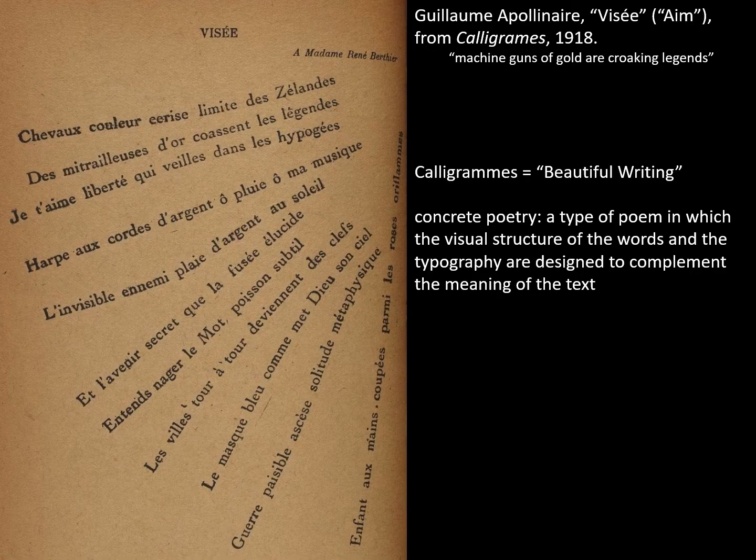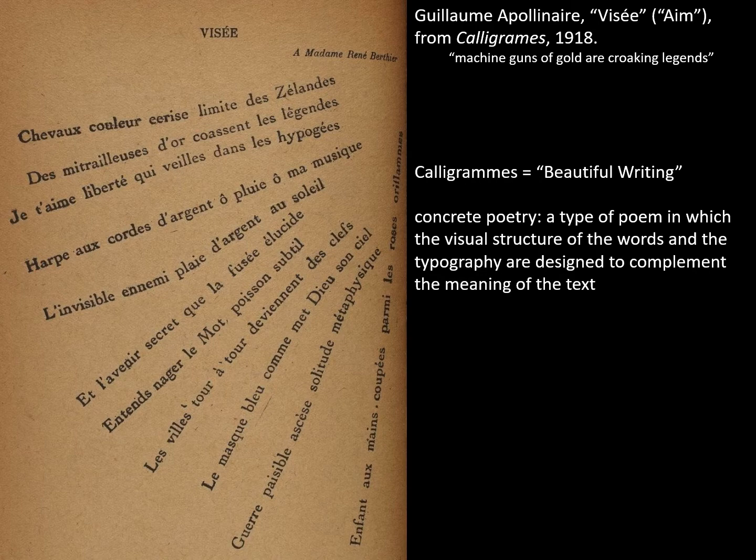So we'll look at it first in literature. This is a poem by Apollinaire. Apollinaire is a Frenchman, and he unfortunately dies in World War I. This is a poem that he wrote called Viser, which means aim. It's from a collection of poems called The Calligrams, beautiful writing. And this is an example of concrete poetry.